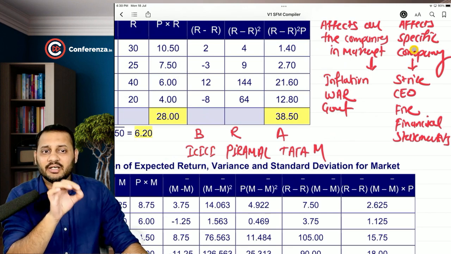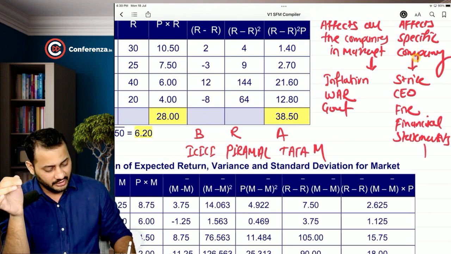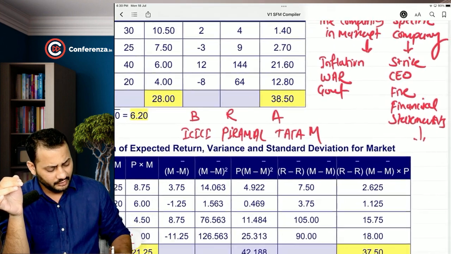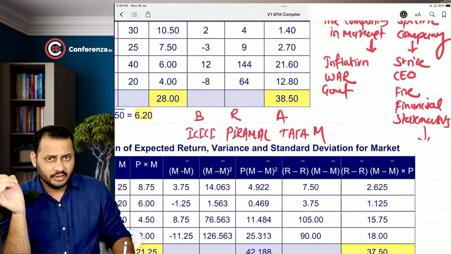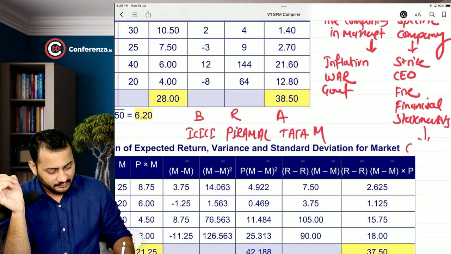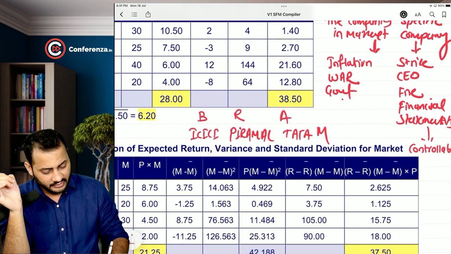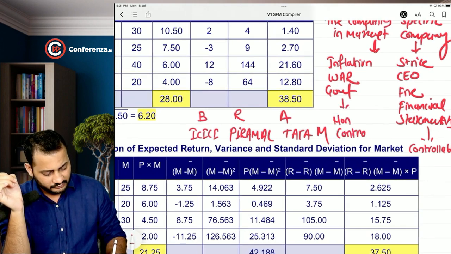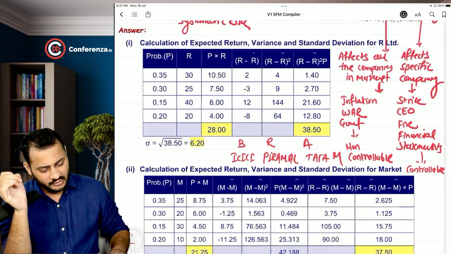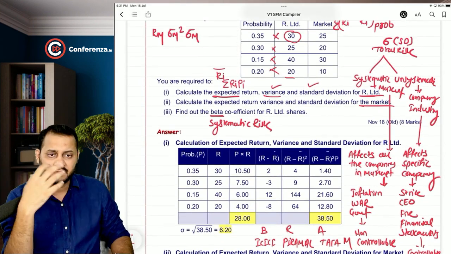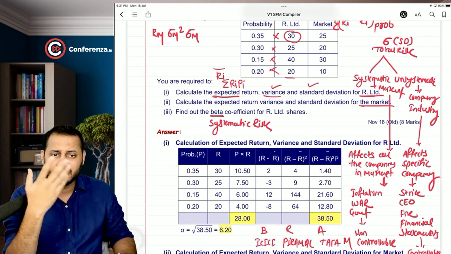So we can call it a controllable risk. If I want to divide it into controllable and non-controllable, unsystematic risk is a controllable risk, but this is a non-controllable risk. You cannot control it. Okay. So these are basically the division of systematic and unsystematic risk. It can come for 4 marks for theory.